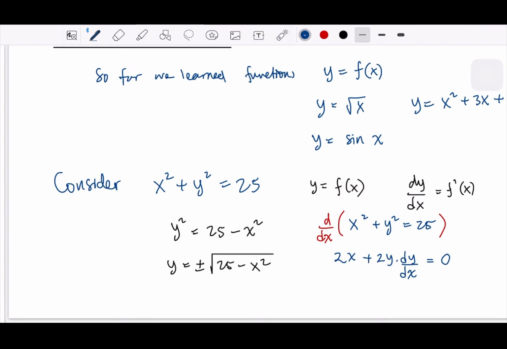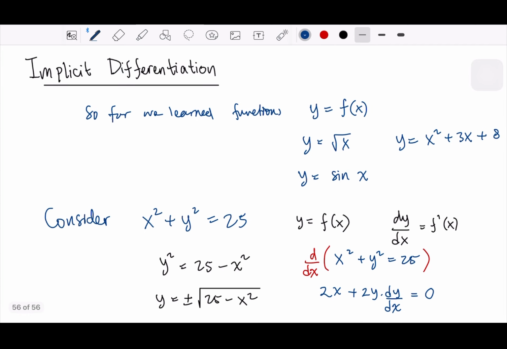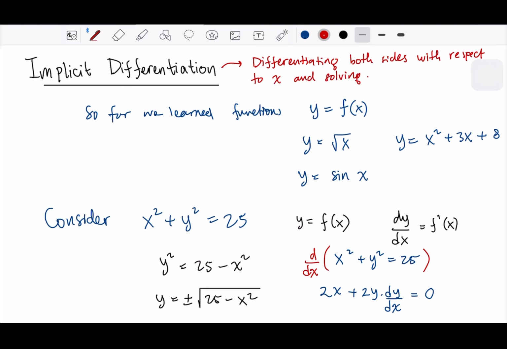So implicit differentiation is differentiating both sides with respect to x and solving the equation for dy over dx.